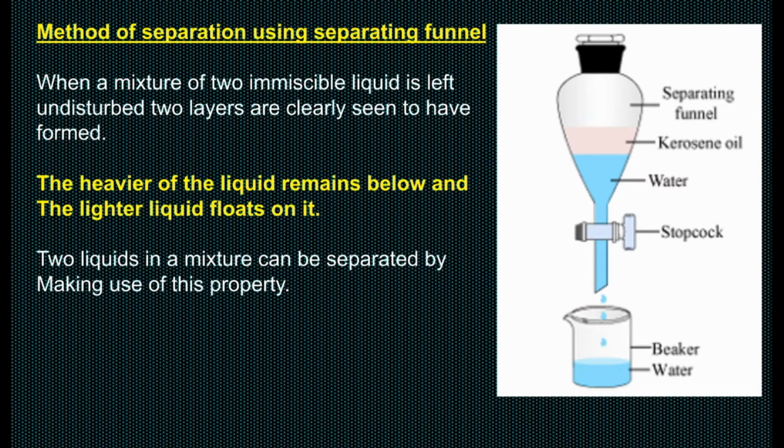Pour a mixture of kerosene and water into a separating funnel with its stopcock closed. Close the stopper. Fix the separating funnel firmly on a stand. Leave the mixture in the funnel undisturbed for a while. Water will remain below and kerosene will float on it.